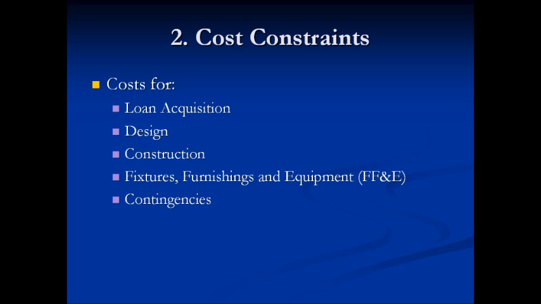And so there are costs to consider for how you would acquire a loan if you're going to be acquiring a loan for the design and construction of the building. Costs for design by way of the architect, cost of construction by way of the general contractor. What are the fixtures, furnishings, and equipment that you want to have in the end product? Like if you need to have some fixtures or you need to have inventory, all that has to be planned for from the beginning. And finally, contingencies.